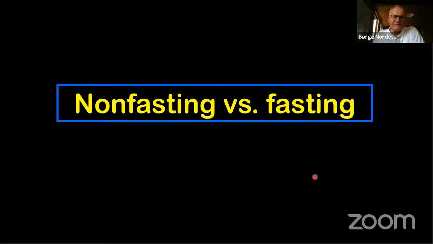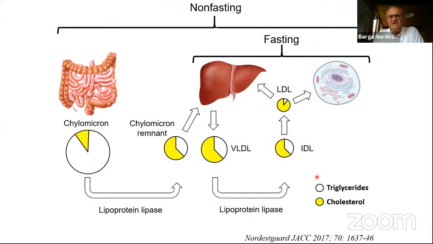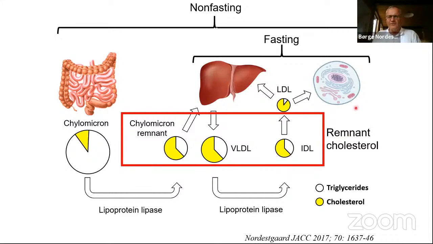Fasting versus non-fasting. In the fasting state, you have the liver producing VLDL, lipolyzed to degrade some of the triglycerides. You have IDL, LDL, and LDL is taken up by the liver or peripheral cells. While in the non-fasting state, you in addition have chylomicrons from the intestine going into the bloodstream, lipoprotein lipase degrades triglycerides, and they come back to the liver. What we call remnant cholesterol is a composite of all these.